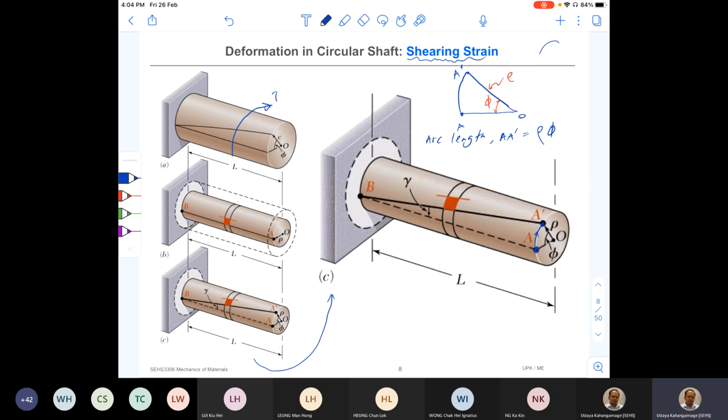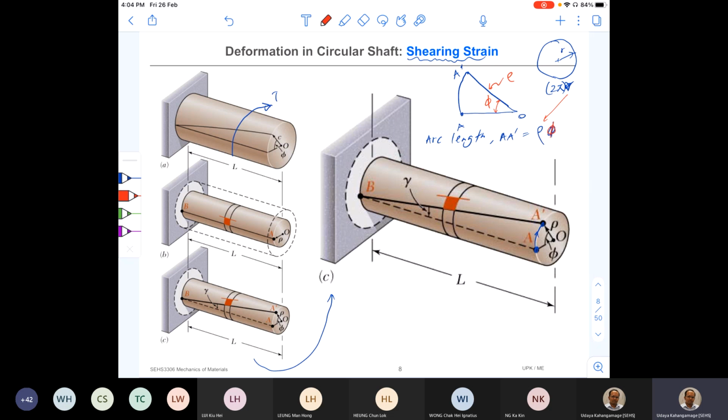So it's very simple actually, because if you take a circle, the total angle is 2 pi, and if the radius is r, the perimeter is 2 pi r. 2 pi is the 360-degree angle, right? Now here the angle is phi, and this is r, so it's rho phi. Okay, now that is by looking at the arc length A prime.